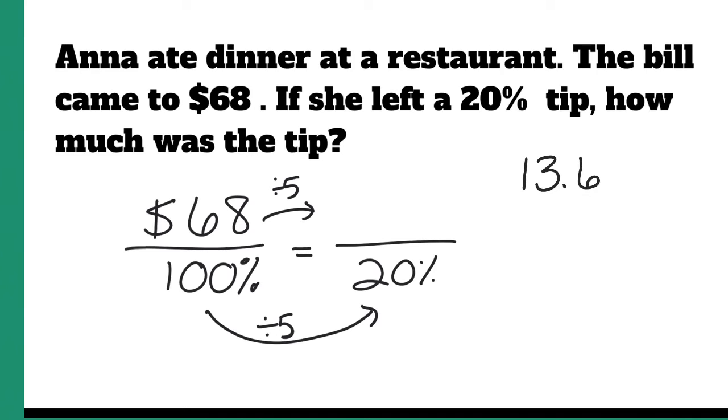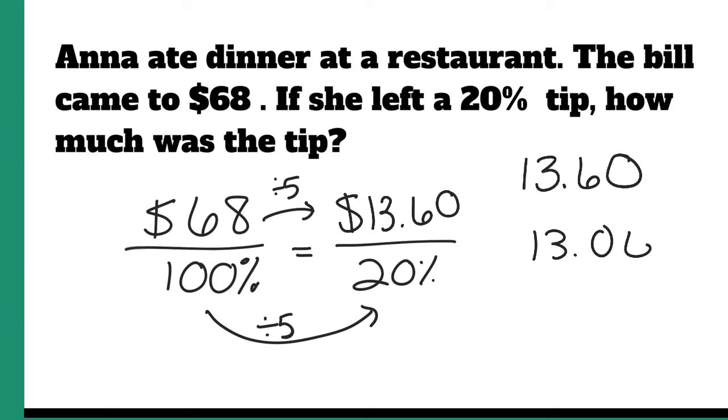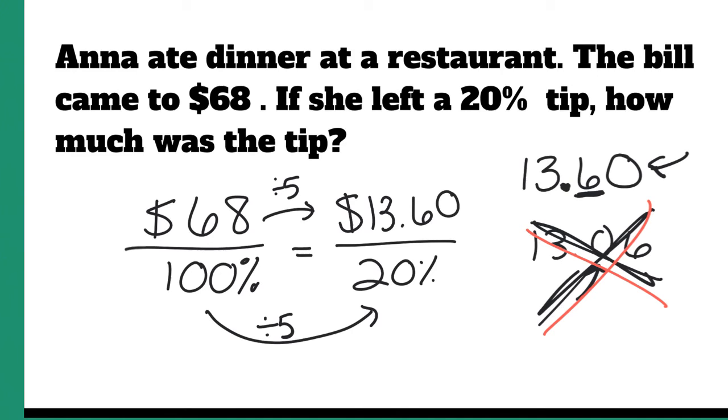13.6 is $13.60. Okay, it is not $13.06. I want you to see the difference. You cannot move that 6. It has to be right beside the decimal. When you put a 0 in between, you are totally changing the amount. You cannot do that. It always goes at the end. So this is a no. Do not do this. Stop doing this, please.